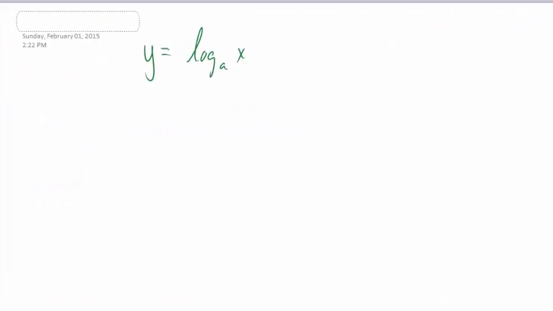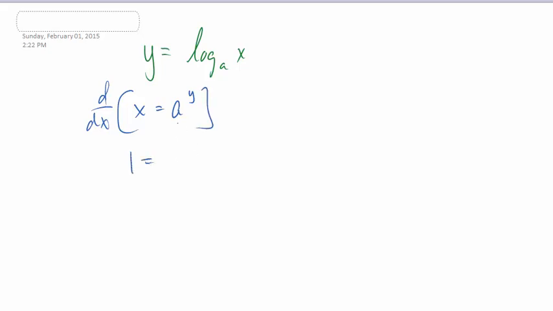Next derivative is the log of any base of x. We found the log base e, we took the derivative of that. Let's take the derivative of any base. So similarly to the natural log, we're going to rewrite this in exponential form. x equals a to the y. Take the derivative with respect to x.